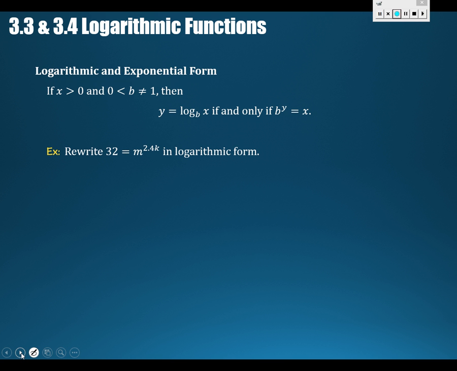I am giving you a note sheet that has this definition at the top. All right, so there it is. It's up at the top of your sheet. You don't need to write down anything today except for the examples that we have.